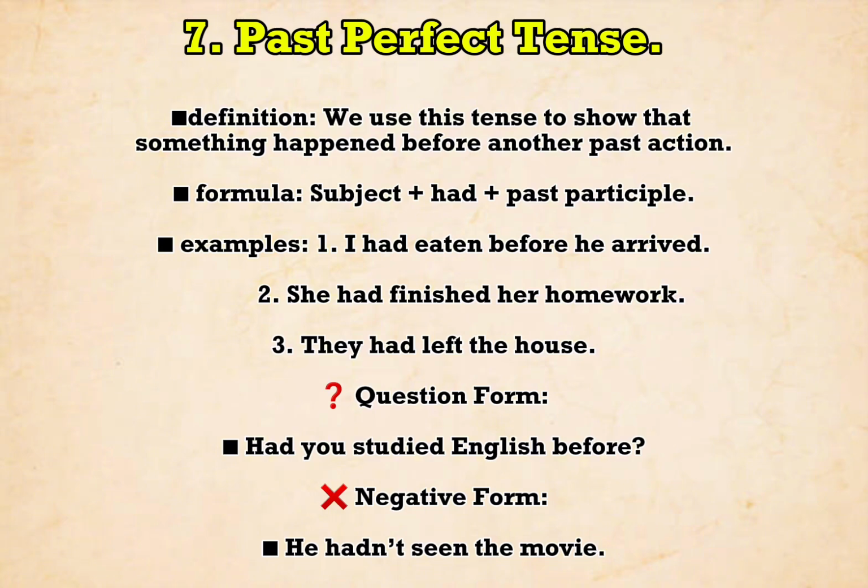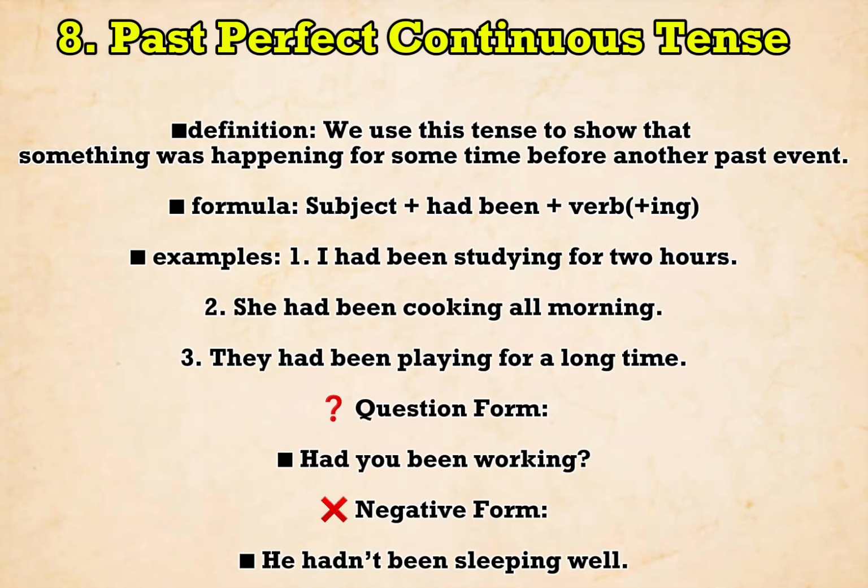Examples: 1. I had eaten before he arrived. 2. She had finished her homework. 3. They had left the house. Question form: Had you studied English before? Negative form: He hadn't seen the movie. 8. Past perfect continuous tense. Definition. We use this tense to show that something was happening for some time before another past event.